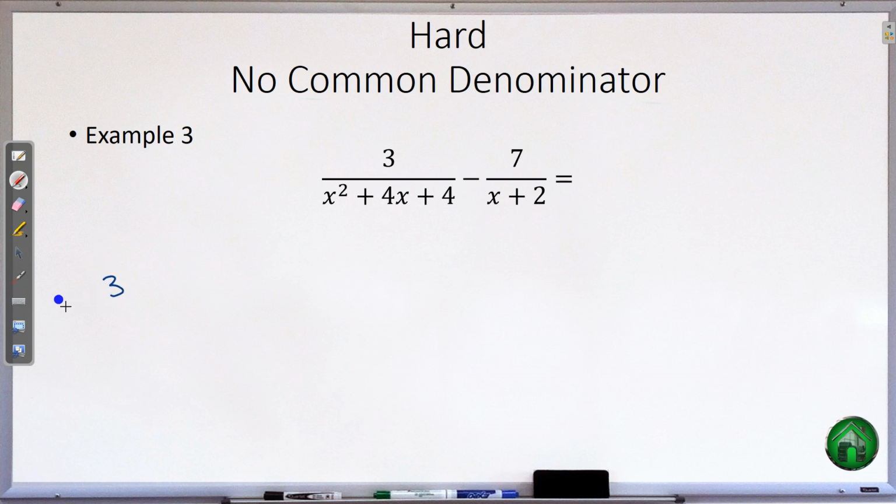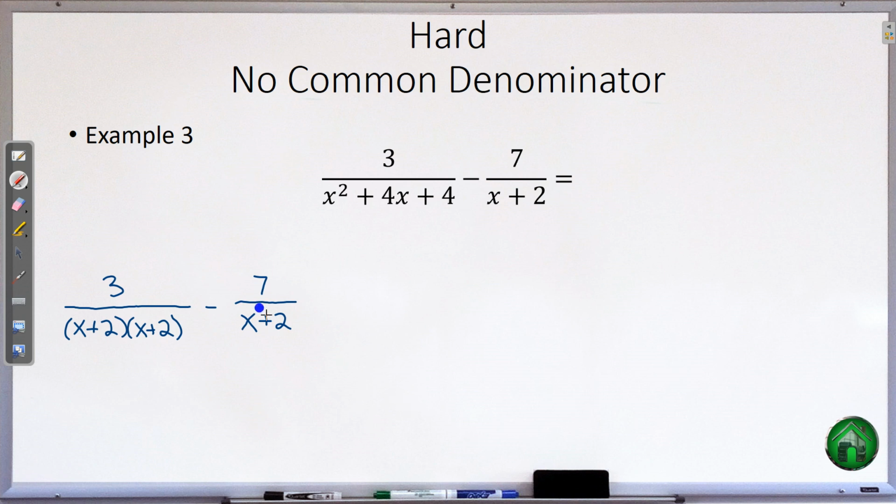There's nothing to factor with the 3 on top, but I can factor the bottom. So this denominator, we have multiplying to be 4 and adding to be 4. That is x plus 2 and x plus 2, minus. This next fraction, there's not much to factor there at all, so that one is going to stay the same.